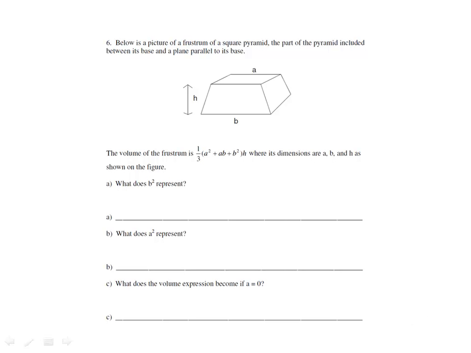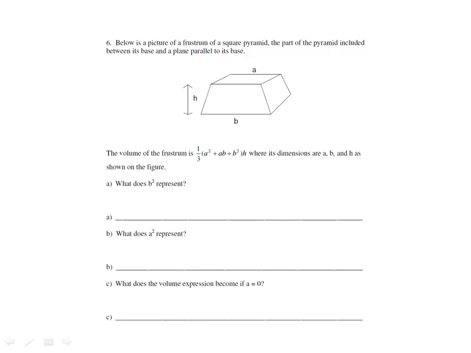So below is a picture of a frustum of a square pyramid. Part of the pyramid included is between its base and a plane parallel to its base. The volume of the frustum is 1/3 times this quantity, a squared plus ab plus b squared, times the height, where its dimensions are a, b, and h as shown in the figure. What does b squared represent?